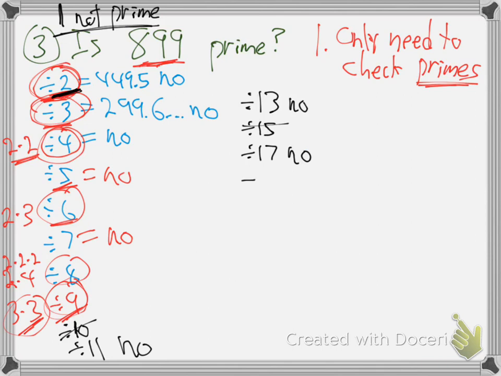Let's go a little further. Next would be 19. No. Next would be, I'm not even checking evens. See, I'm skipping all the evens because none of them are prime. 21, do I need to check 21? No. 7 times 3. It's composed of 3 times 7.